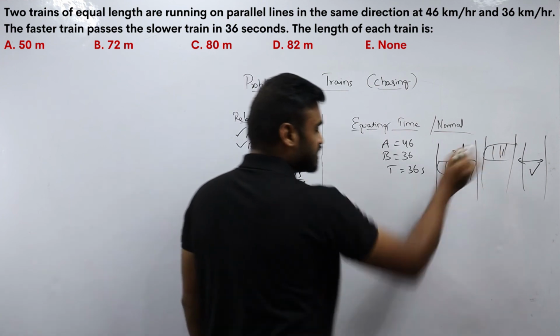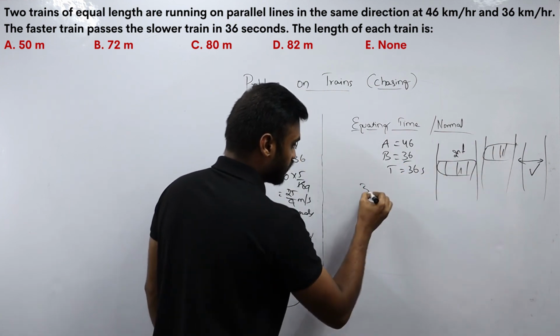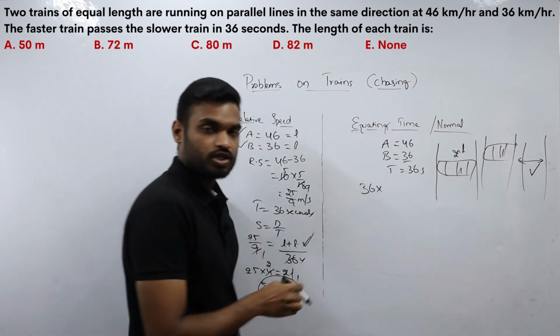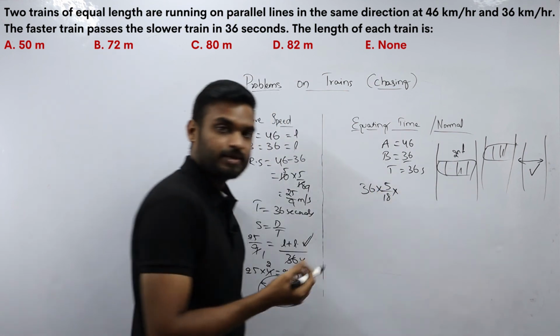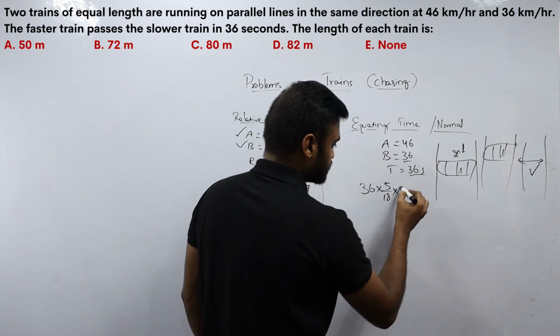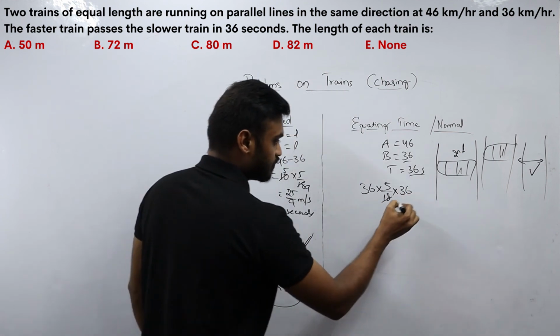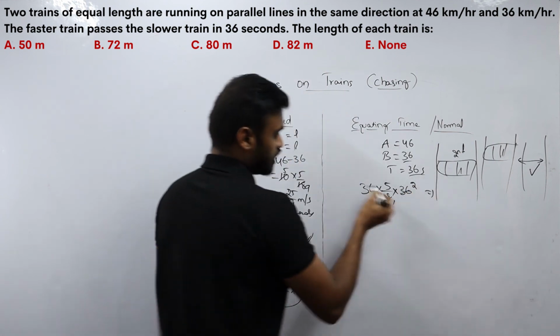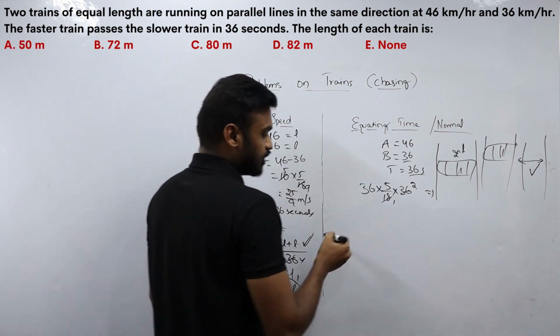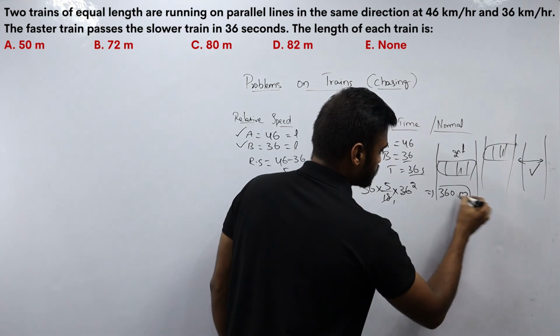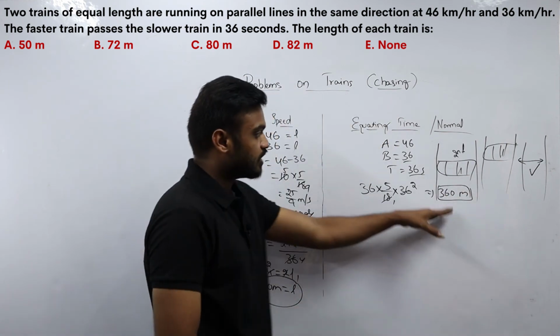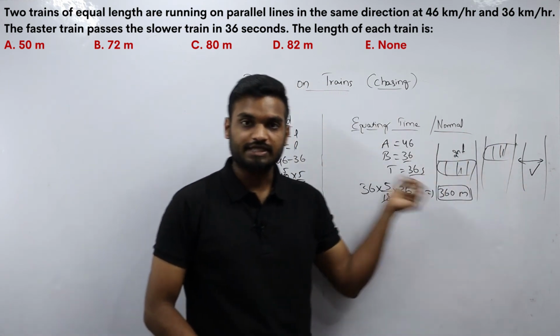Now the first train is travelling with a speed of 36 km per hour. Now we need to convert this into meters per second, into 5 by 18, into how much time it is travelling, that is 36 seconds. So we will get 18 ones are 18, 18 twos are 36, and 5 into 2, that is 10, and 36 into 10, 360 meters. So this is the total distance covered by the first train before being overtaken by the second train.